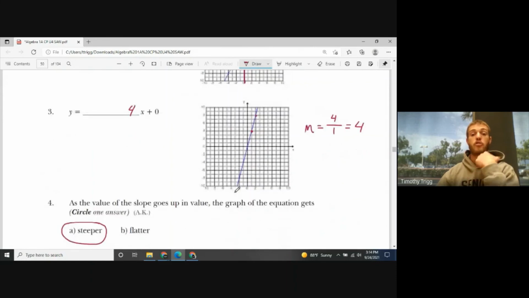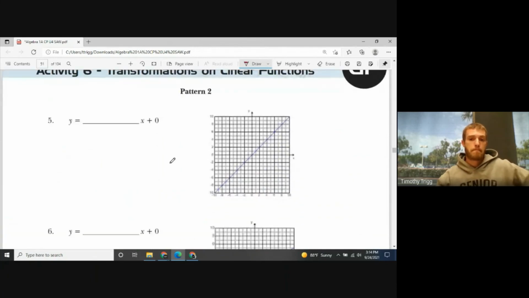You can imagine how steep a line would be if it had a slope of 10. That means it would rise 10 and only go over 1, and then rise 10 and only go over 1. You can imagine how steep that one would be, right?